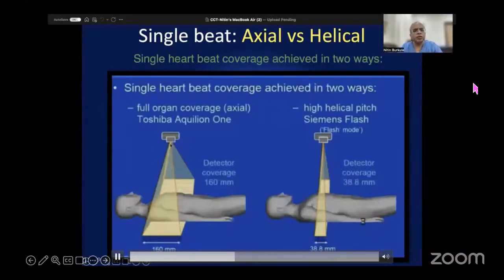So this is achieved by the Toshiba Aquilion, where you have a single beat acquisition. You don't need any breath hold in this. Or the other way of doing it is the dual source scanner Siemens flash mode. Now, what it does is that it has got two X-ray tubes, as we discussed just now, and then it goes into a very high helical pitch, and it can acquire the entire cardiac volume in one cardiac cycle. And we'll see how both of these are achieved.